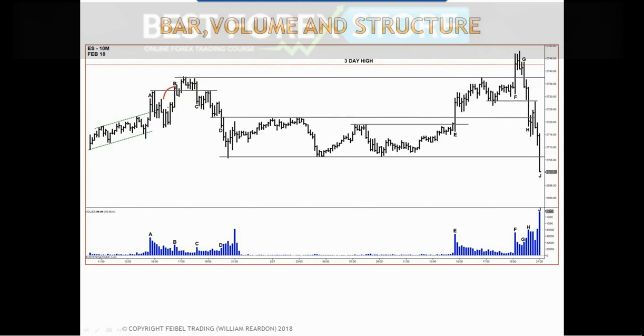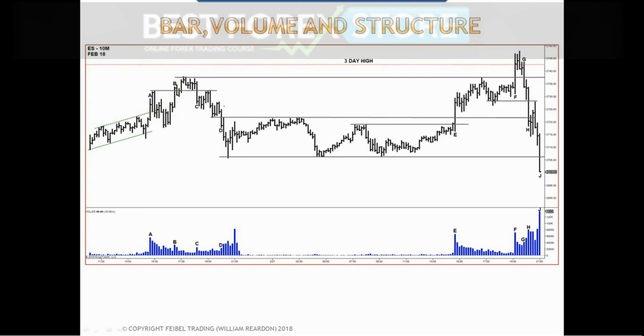So B is not a clean break, and look what happens thereafter. C is a clean break, and we continue down. Price never gets going from B. It doesn't take off. And this is a very good example of what a clean break isn't.